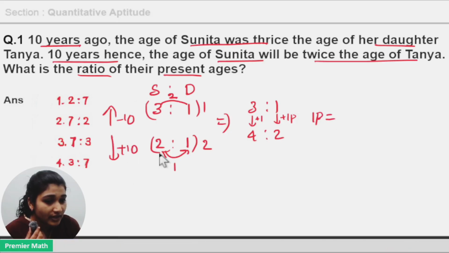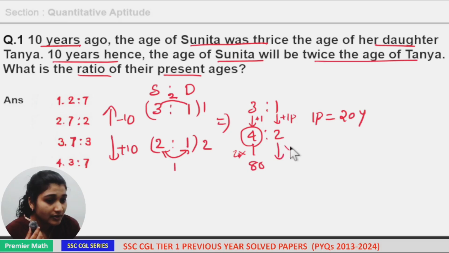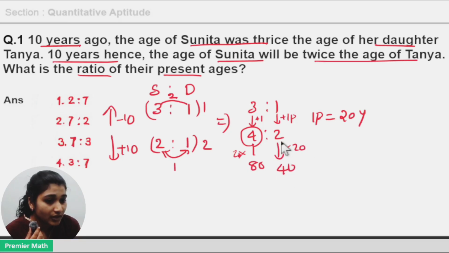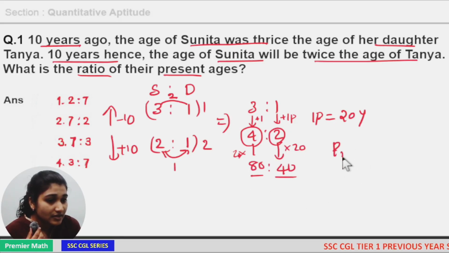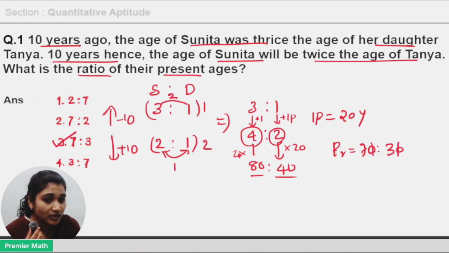10 years ago and 10 years after means the actual difference in years is 10 plus 10, which is 20 years. Then one part is 20 years, which means 4 parts is equal to 4 into 20, which is 80 years, and 2 parts is equal to 2 into 20, which is 40 years. So after 10 years their ages are 80 and 40. Then the present ratio is 80 minus 10, which is 70, and 40 minus 10, which is 30, which means the ratio is 7 is to 3. Option 3 is your answer.